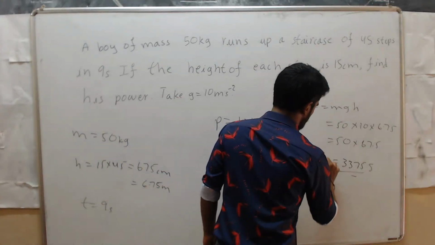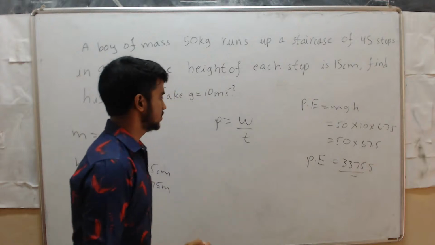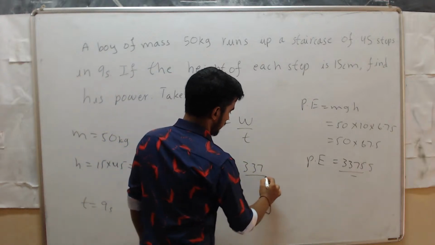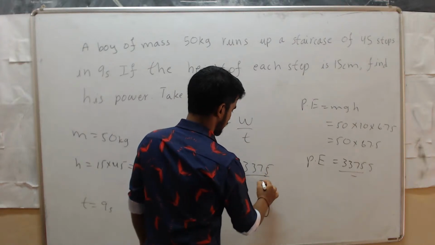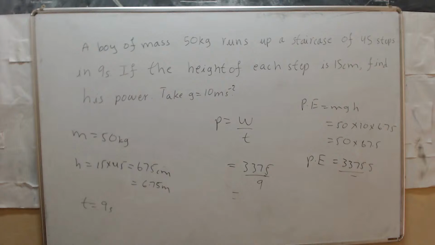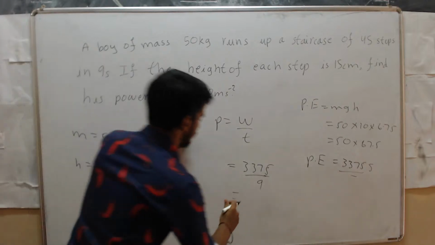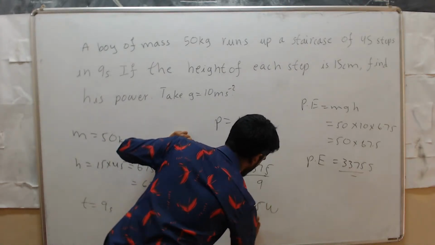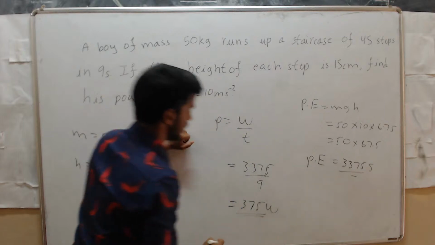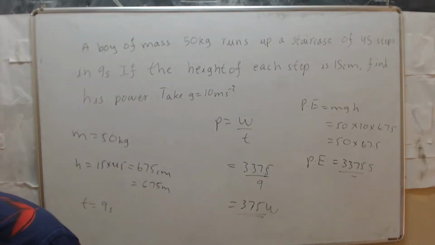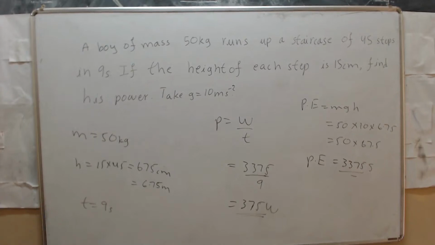Now substitute here. This potential energy is equal to work done, right? So 3375 divided by 9. Here you will get 375 watt. So the power of that boy is 375 watt. Yes, correct. Some students answered.